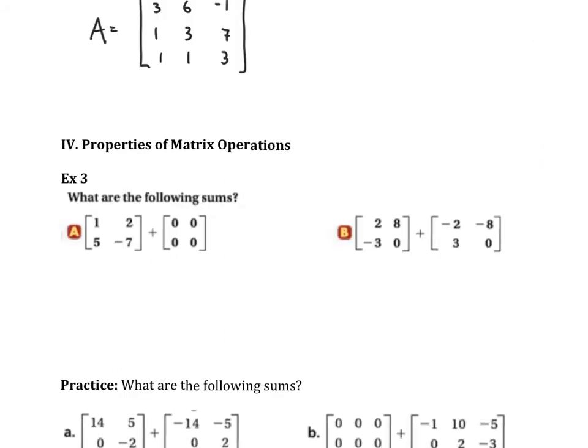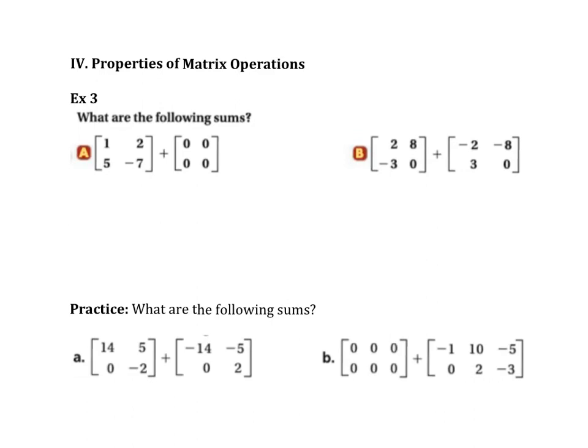And the last thing we're going to do today is use properties of matrix operations, which we already did up there, but I do want to point out a few things here. So what are the following sums? Here we have a matrix A, 1, 2, 5, negative 7, and another matrix here, all zeros. So what happens? Well, that one's not overly complicated, right? A 1 plus a 0 is still a 1. And continuing on, a 2 plus a 0 is still a 2, no big deal. And then a 5 plus a 0 is still a 5. And lastly, a negative 7 plus a 0 is also a negative 7.